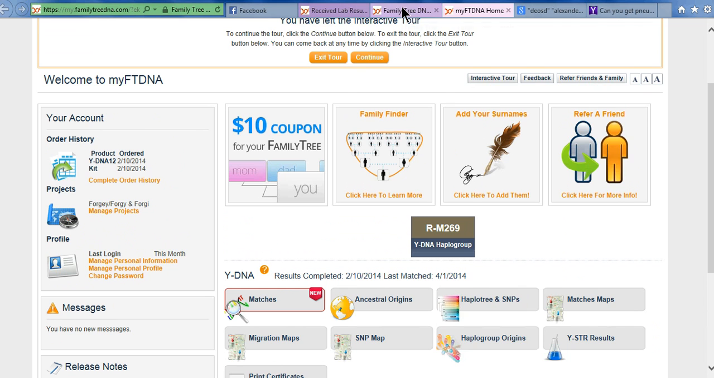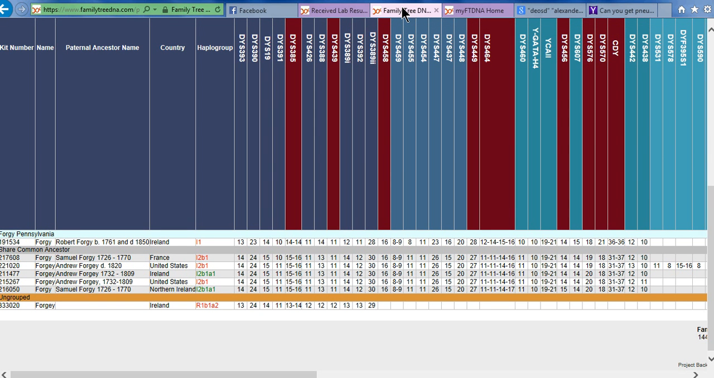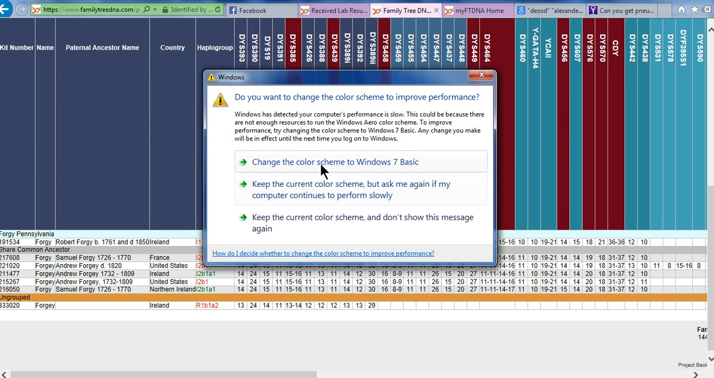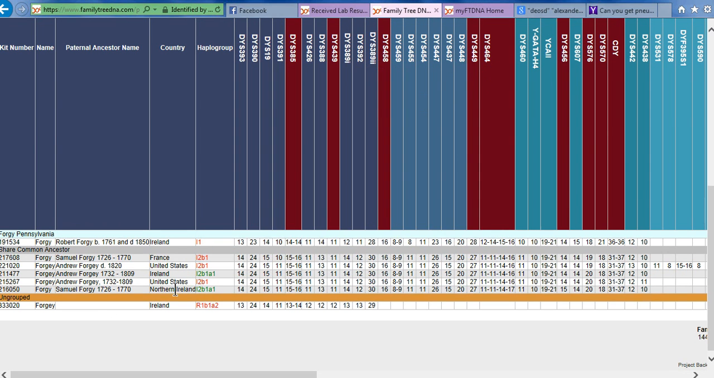So let's take a look at the results page. I have to group Glendon as R. He is already grouped as R1B1A2. And so that's going to be Bourbon County, Hugh Forgey. And here's all of our I2B1 group and our I1 group.